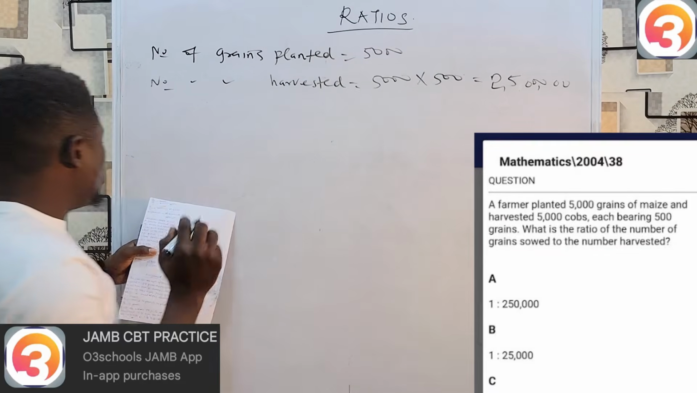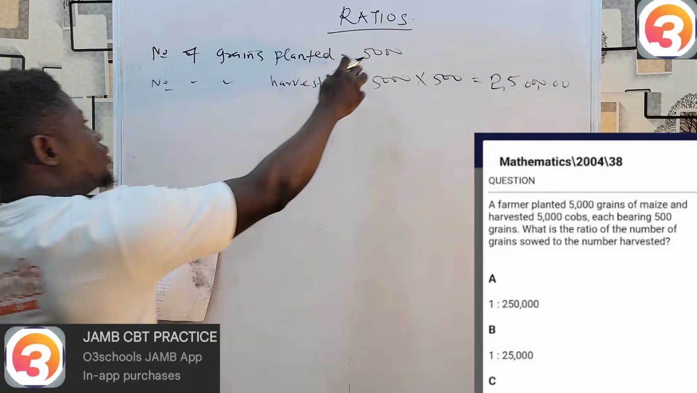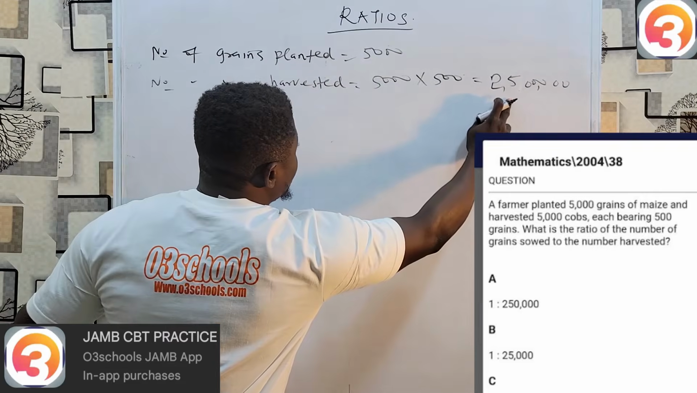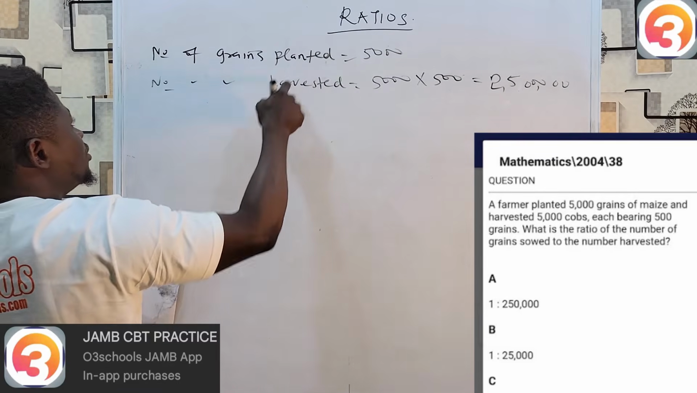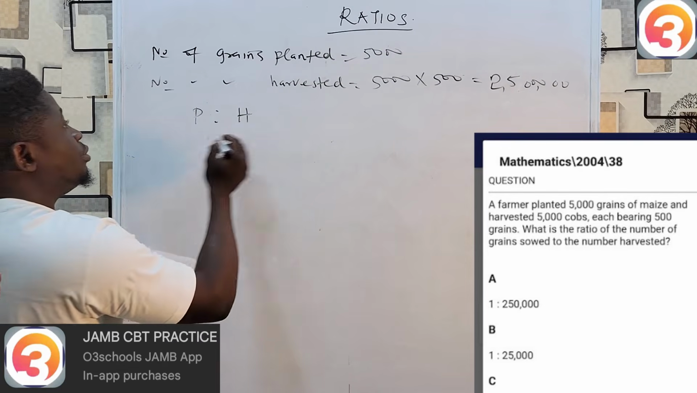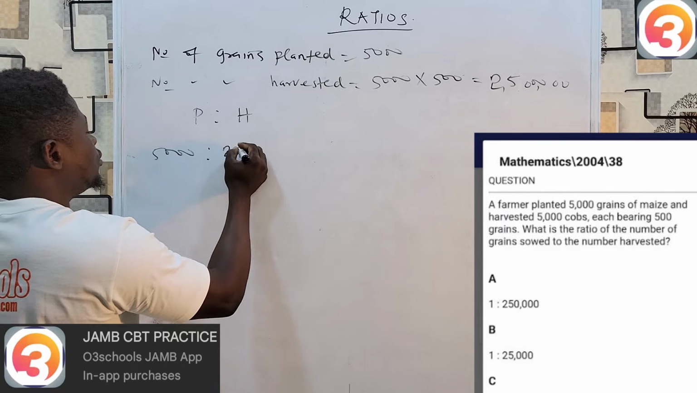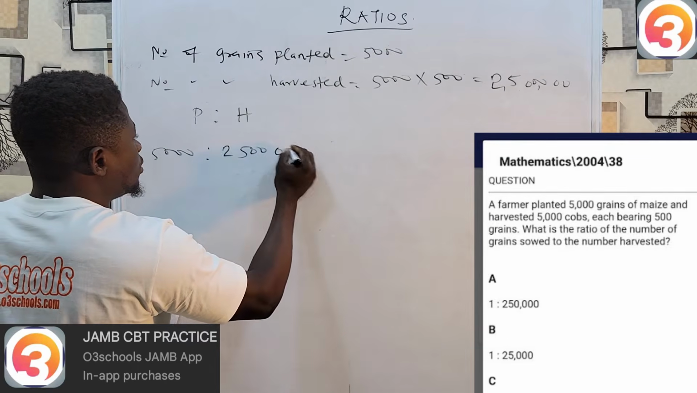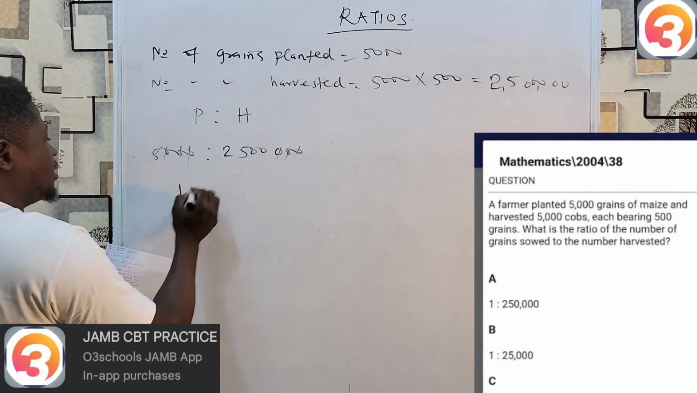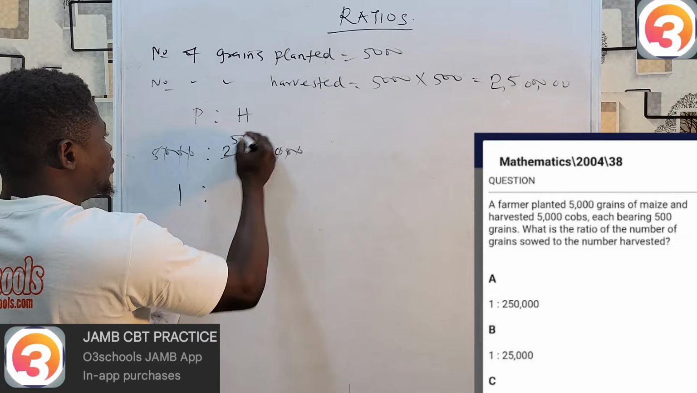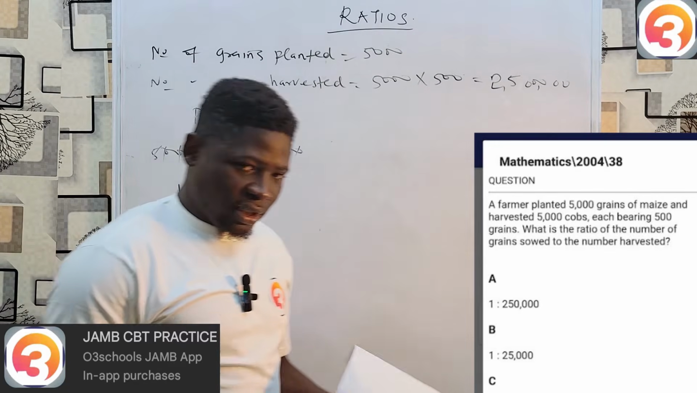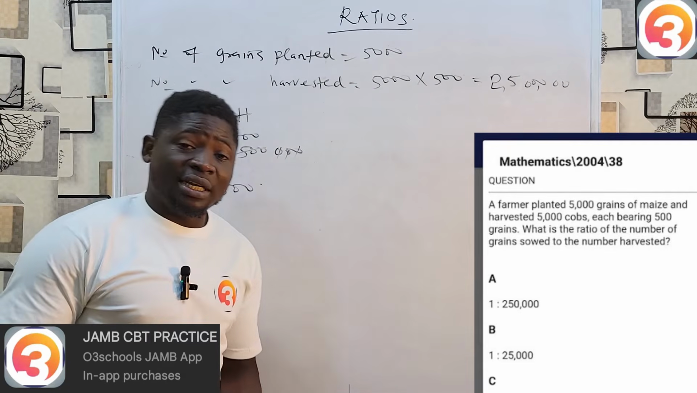Now, what is the ratio of the number of grains planted, 5,000, to the number of grains harvested, 2.5 million? So 5,000 ratio 2.5 million. We cancel the zeros. 5 here is 1, ratio 5 here is 500. So 1 ratio 500. I can see the option by the side of the screen there, option D. So now we have come to the end of ratios.